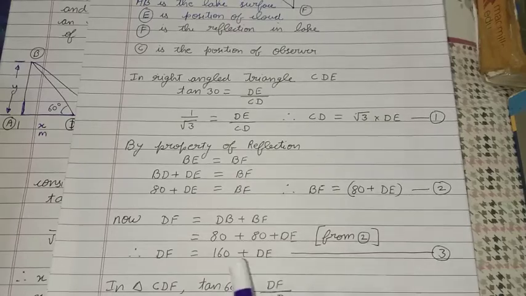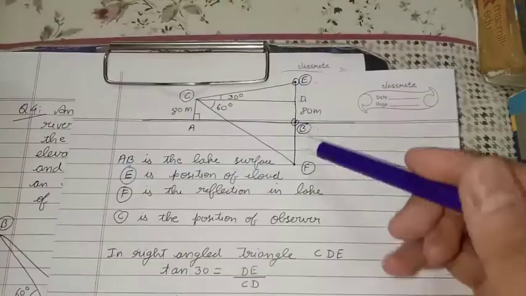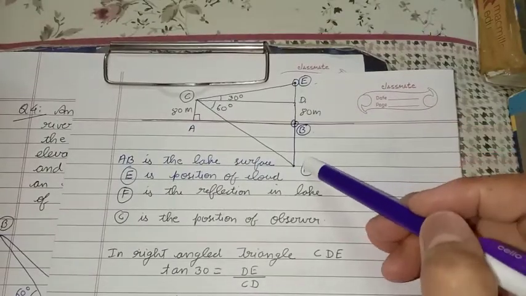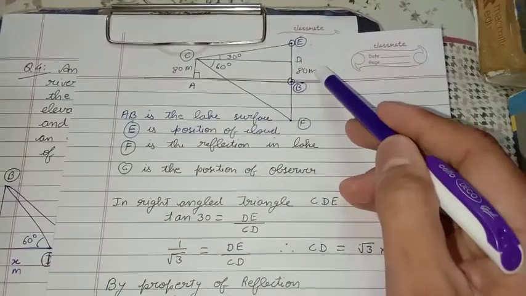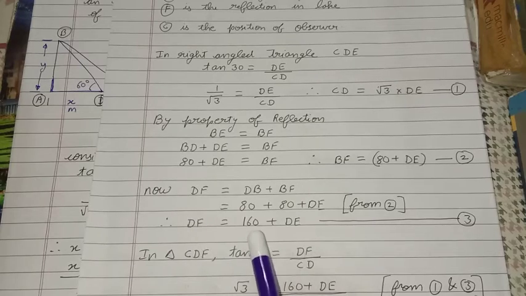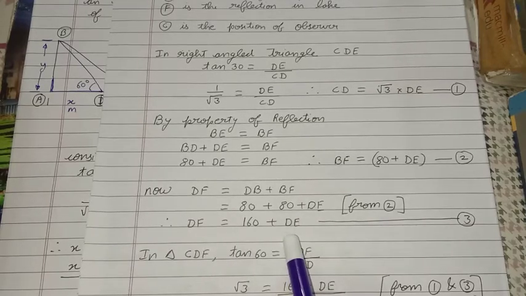This is equation 3. Now what is this? This is DF. Again look at the figure. So we got DF. The value of DF is this 80 plus this distance. So the answer is 80 plus 80 plus DE, that is DF is 160 plus DE. Hope you are getting this.